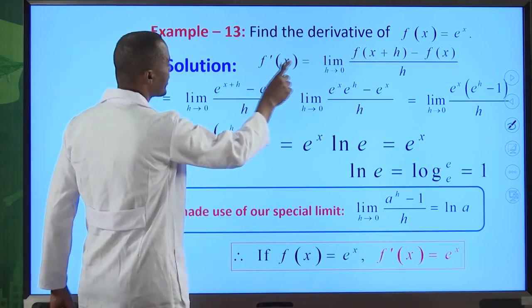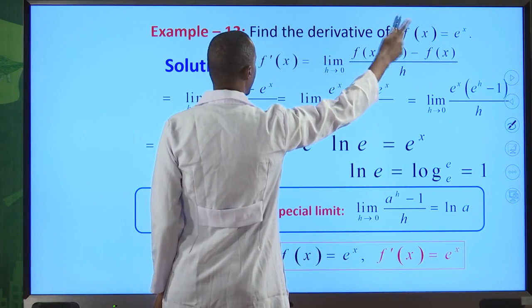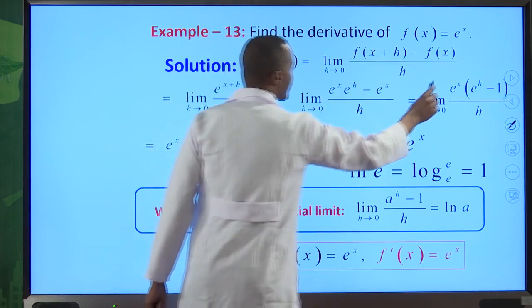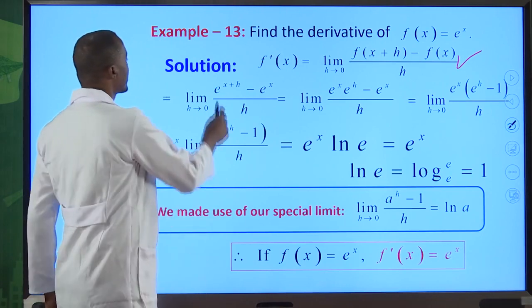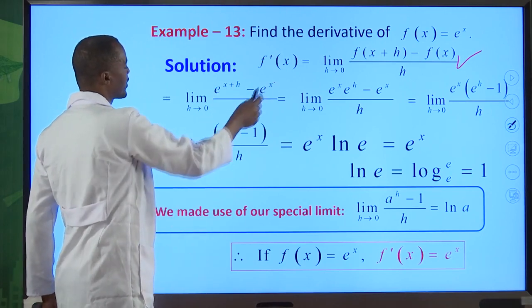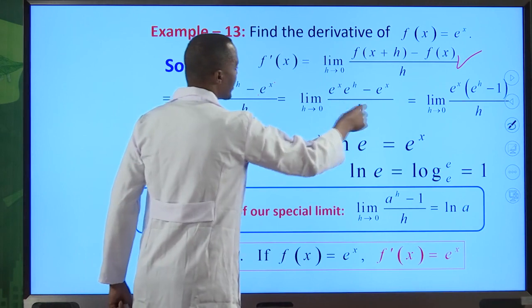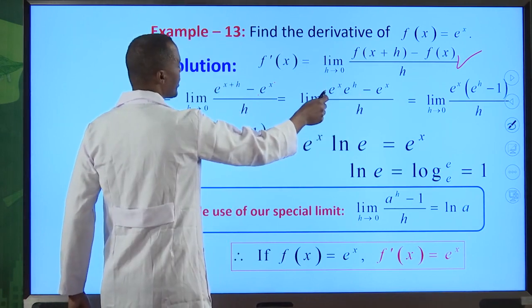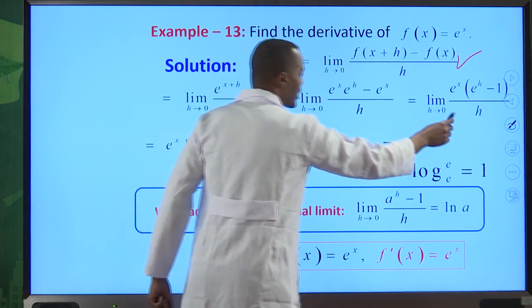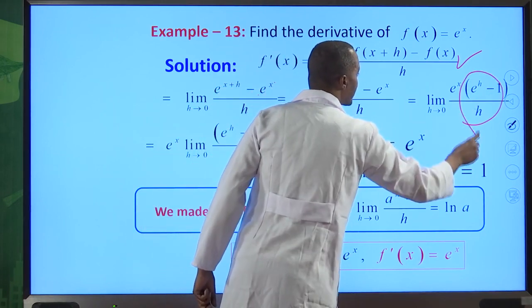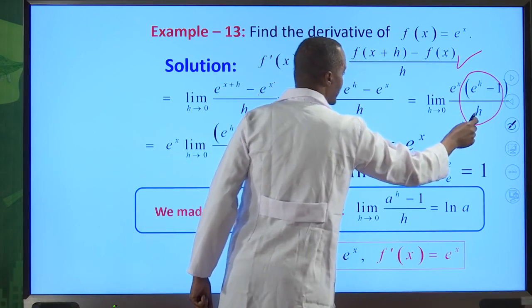Here is: find the derivative of f of x equal to e to the power of x. Again, it is this one which is recommended for exponential functions as well. So e to the power of x plus h minus e to the power of x over h. You will directly substitute and factor out e to the power of x from there, and then you are left with this term now, which is e to the power of h minus 1 over h.